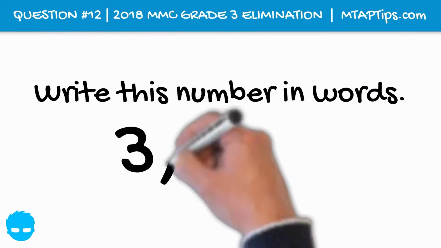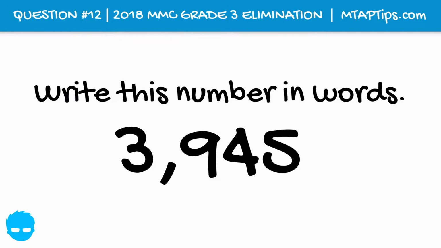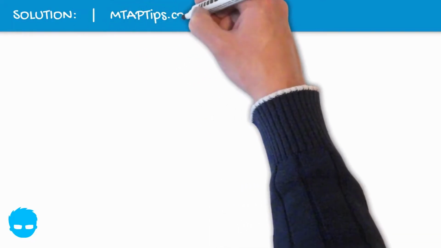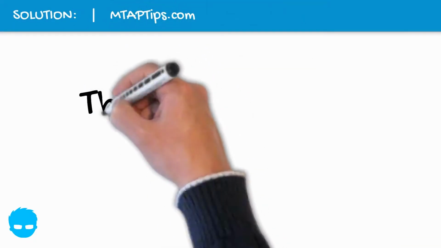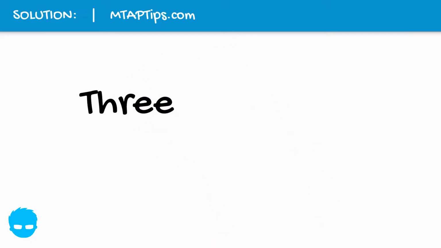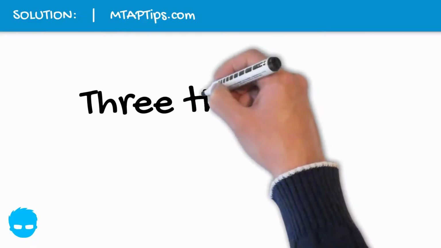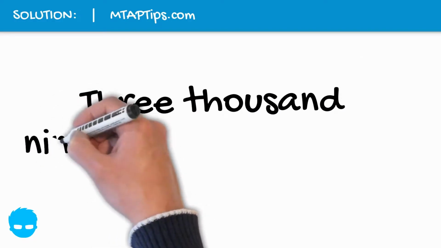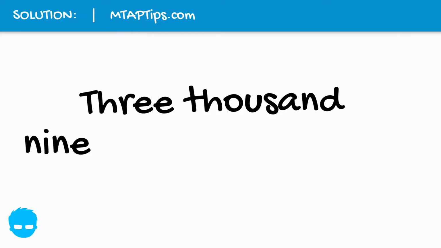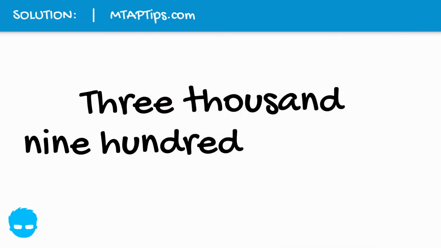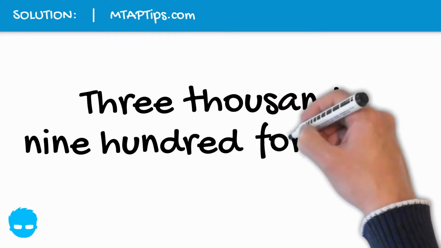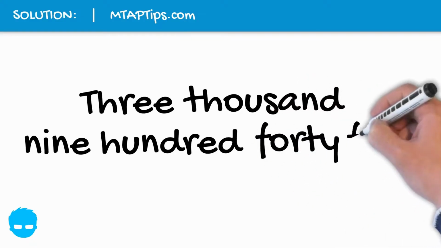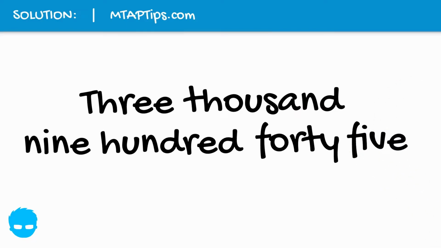Write this number in words. 3,945. Make sure you spell it correctly. So that's 3, T-H-R-double E, then 1,000, that's T-H-O-U-S-A-N-D, then 9, N-I-N-E, 100, that's H-U-N-D-R-E-D, 40, that's F-O-R-T-Y, then 5, that's F-I-V-E. That's 3,945.